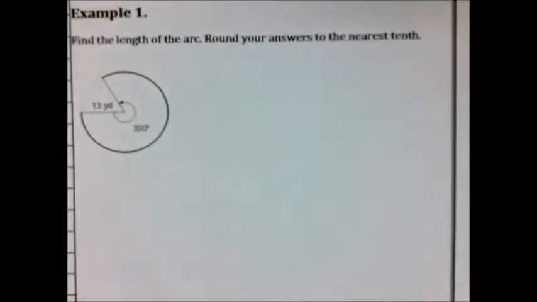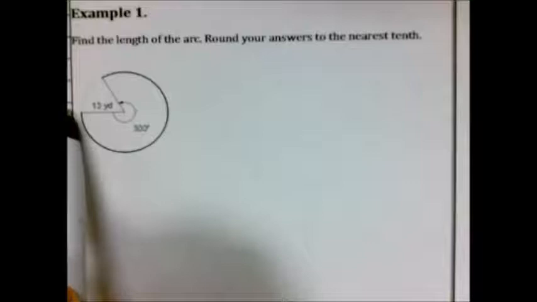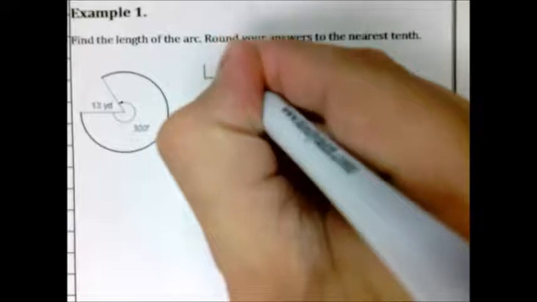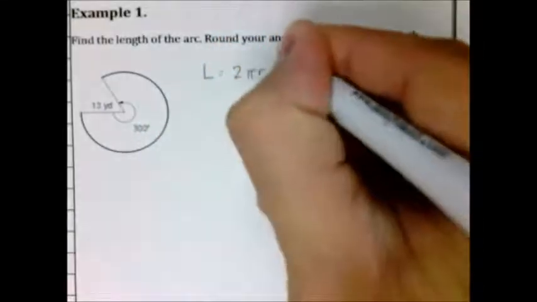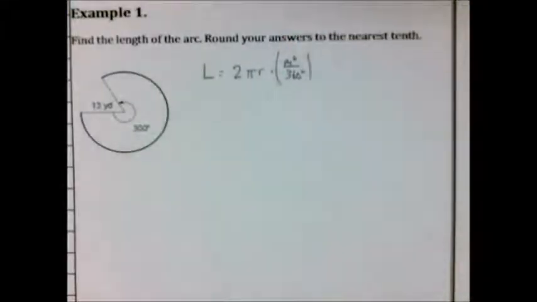In the first example, we're given a diagram, and it says find the length of the arc. That means we need to find this bolded portion here, and we want to round our answers to the nearest tenth if we need to. I'm going to remind us of the formula, 2 pi radius times m degrees divided by 360 degrees. Then all we have to do is plug in the pieces of information that we know and solve. The only geometrical portion of this is understanding the picture of the circle, and then applying it to this formula, and after that it's just algebra. That's all it is, okay?